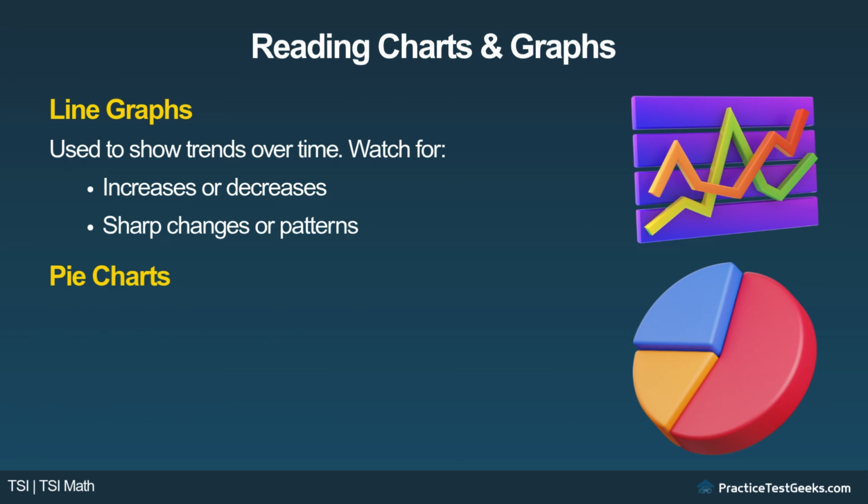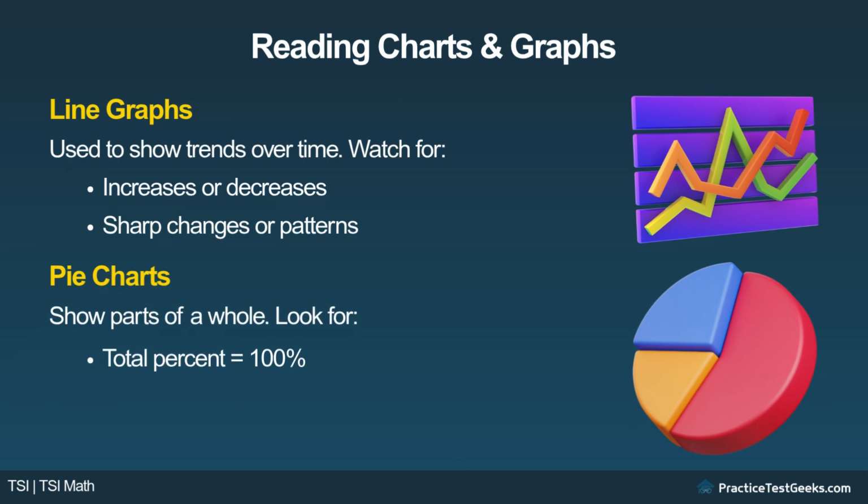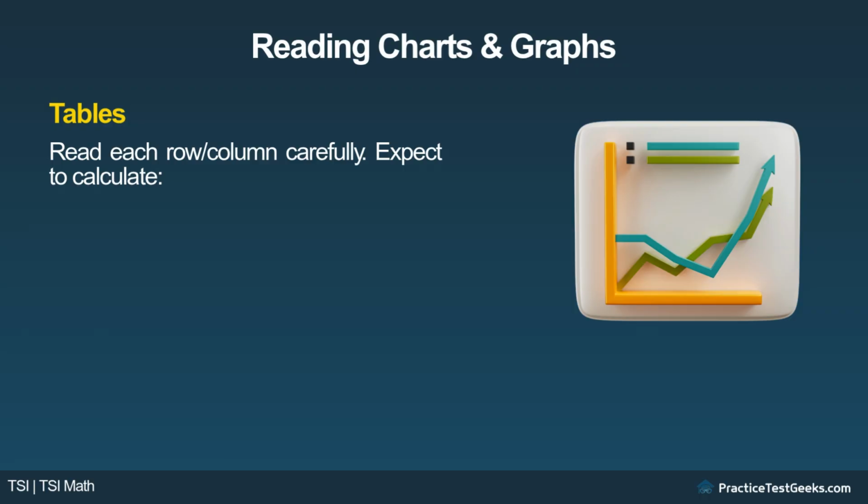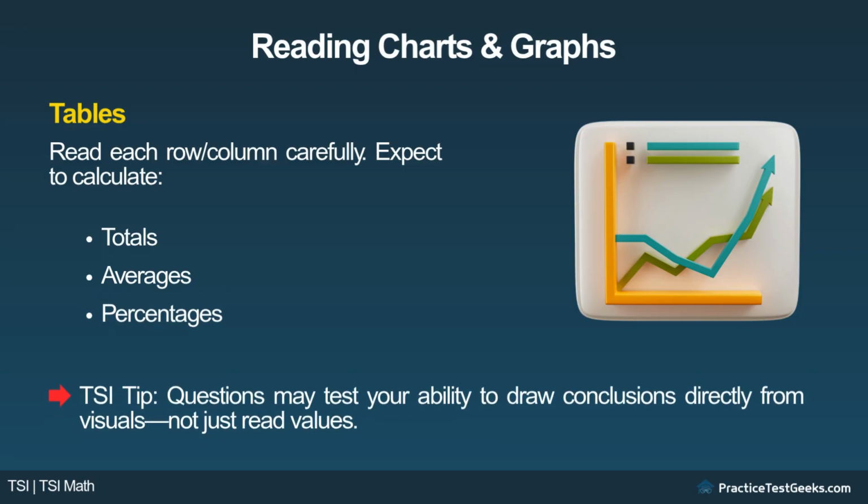Pie charts show parts of a whole. Look for total percent equals 100%, sector sizes, labels or categories and values. Tables: read each row and column carefully. Expect to calculate totals, averages, and percentages. TSI tip: questions may test your ability to draw conclusions directly from visuals, not just read values.